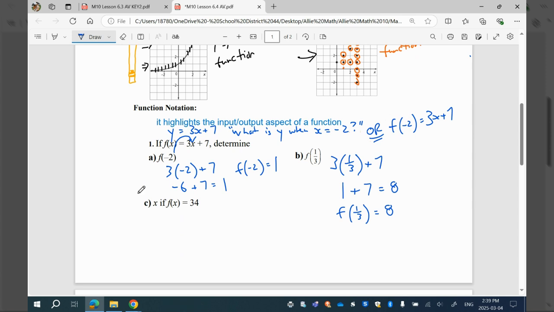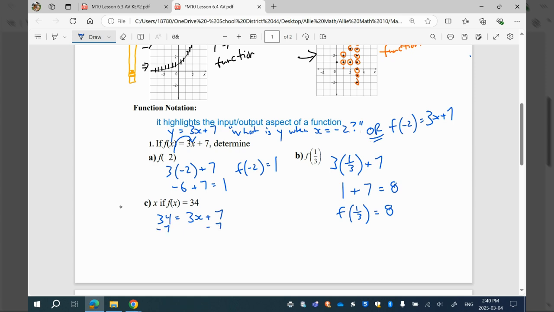And our last one's kind of the reverse. What is x if f of x equals 34? So now we have f of x, we have 34, equals 3x plus 7. And now we're solving for the x. So let's use kind of classic algebra. Let's get the x by itself. Let's start by subtracting 7 from each side.